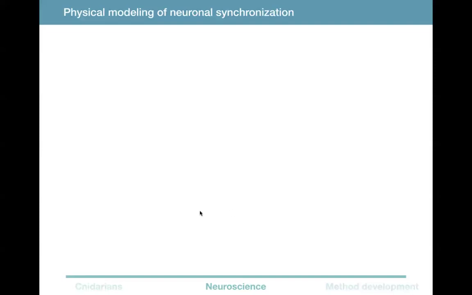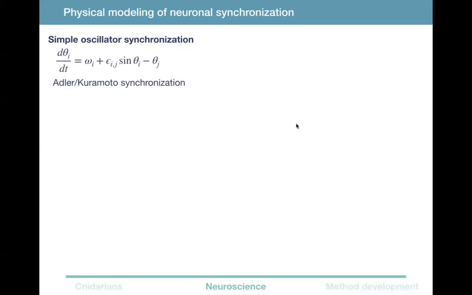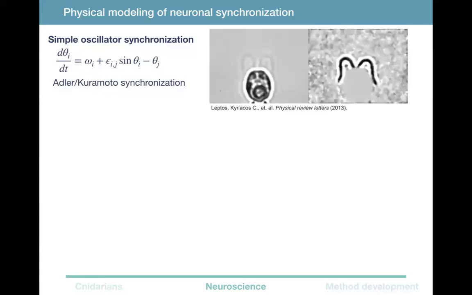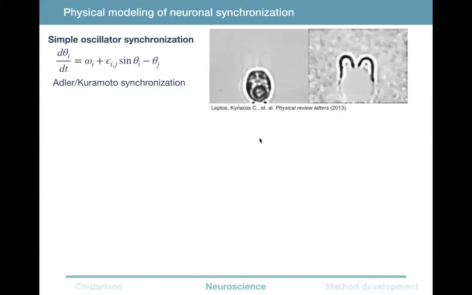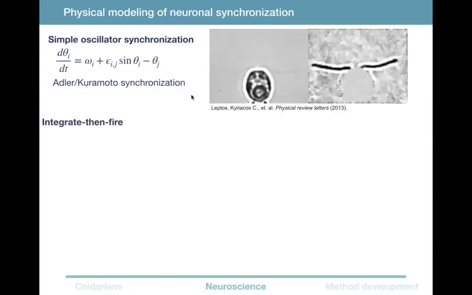There are lots of possible models that have been put forth for neural synchronization. The simplest one is just to use a simple harmonic oscillator, using something like Adler and Kuramoto synchronization to drag two oscillators and cause them to synchronize. This is used for all sorts of biological systems, including the swimming of Chlamydomonas, and lots of other things. But you may say that that's not good enough, that to describe neurons you really need something more complicated than a simple harmonic oscillator. Maybe you need something that integrates then fires.